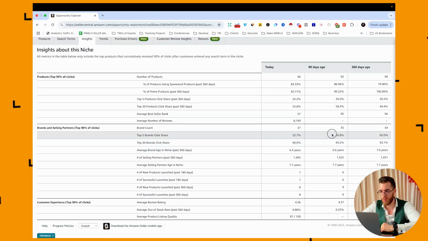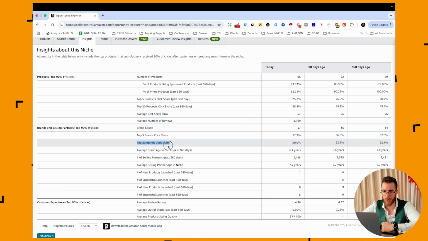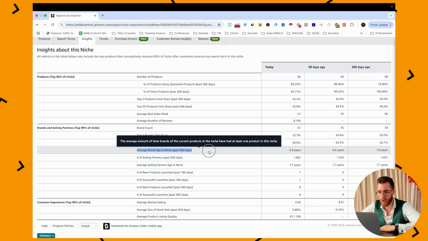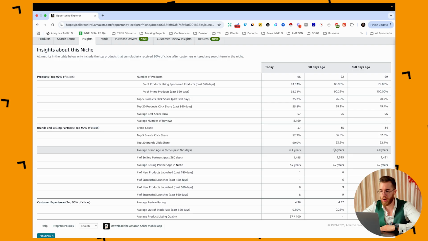It doesn't mean that in this case we cannot compete, but knowing protein bars, which is quite a complex category, those brands are huge, they're spending a lot of money, so it might be difficult for you to compete. But sometimes you really want to ensure that the top 20 brands have maybe 80%, not 93 or 70%. So the lower those numbers are, in most cases, the better it is for you as a new seller or an existing one. Then you can see the average brand age, so how established those brands are.